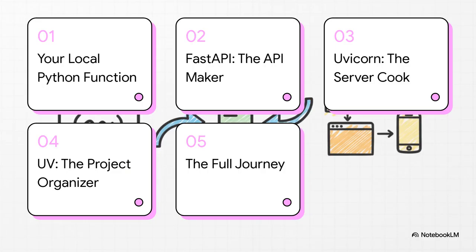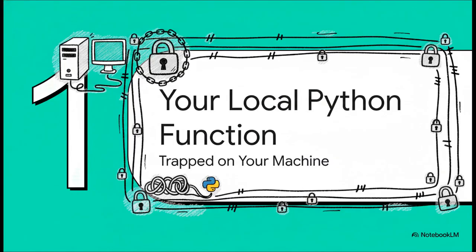Here's the game plan. We're going to start with a piece of code you've probably written a million times. Then, we'll stack each new piece on top, FastAPI, then Uvicorn, and finally UV, to see exactly how they all click together to bring your code online. So, where do we even begin?